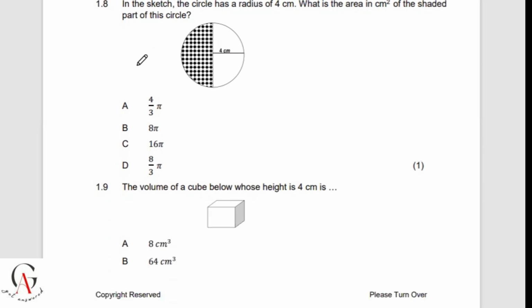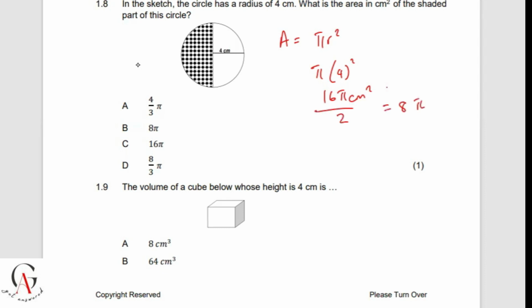The sketch below, the circle has a radius of 4 centimeters. What is the area of the shaded? So we've seen that half of the circle is shaded. So we know that area of a circle is given as pi radius squared. So pi, the radius is 4. Then this is going to be 16 pi centimeters squared. But since our half is shaded, we're going to divide this by 2.